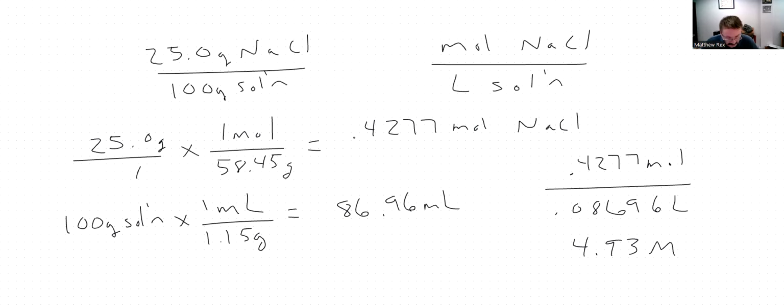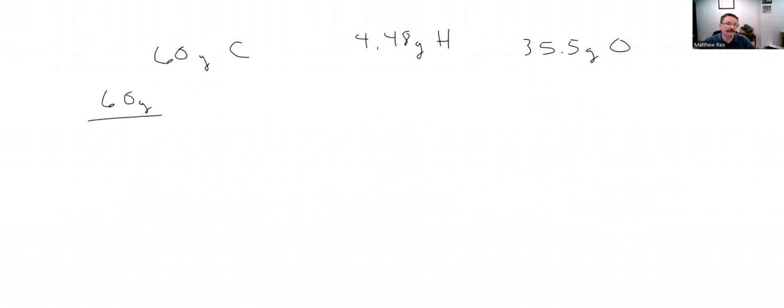The very last part: what's the empirical formula of a substance that's 60% carbon? So this is all by mass. So I'm going to assume a 100 gram sample and convert all my percentages into grams. So we've got that many grams of carbon, hydrogen, and oxygen. And then I just need to convert it into moles. So for the carbon, I'm going to divide by 12, or more specifically, 12.01, and I get 5.